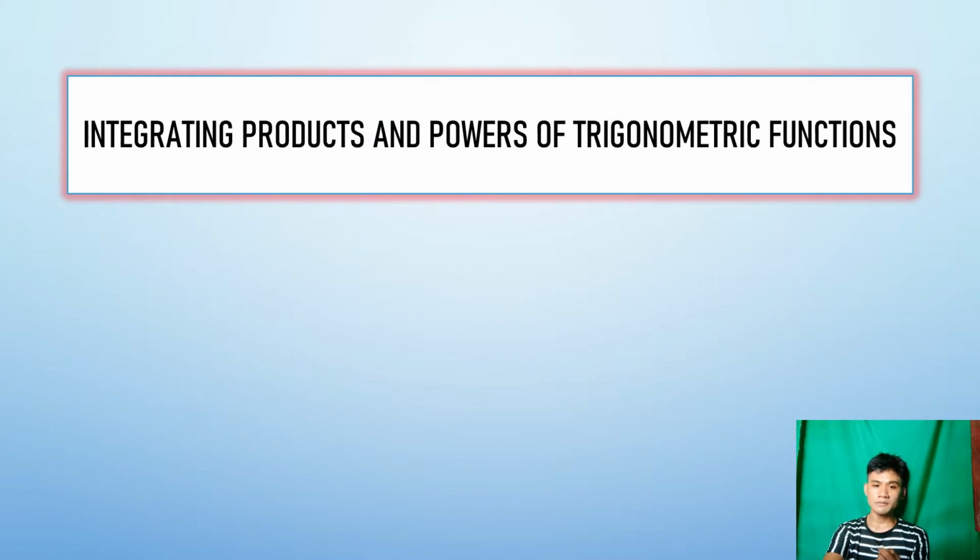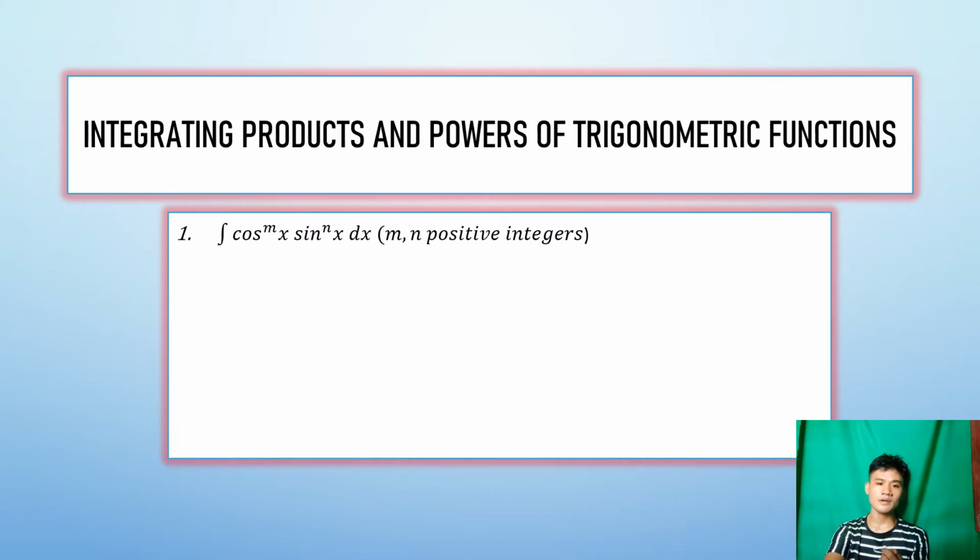So in integrating products and powers of trigonometric functions, these are the identities, or the formulas, we should be familiar with. First is the integral of cosine raised to the power of m x, sine raised to the power of n x dx, where m and n are positive integers. Second, we have the integral of tangent m x, secant n x dx, where m and n are positive integers. These first two identities focus more on the powers of trigonometric functions.